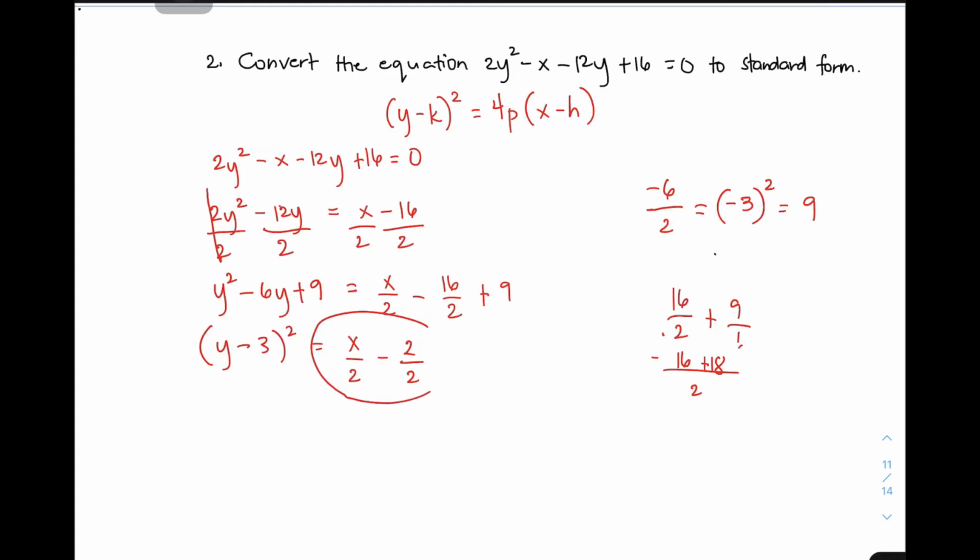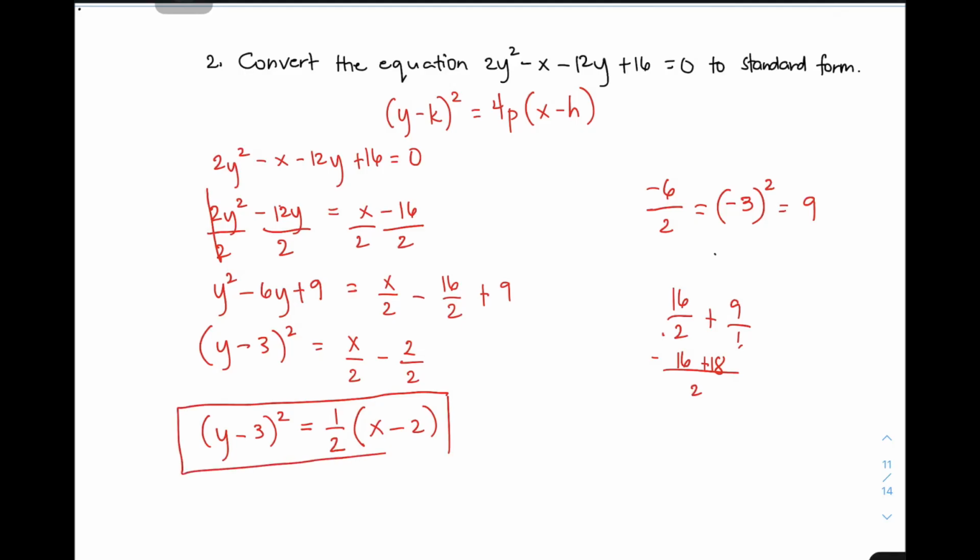So, sa part na to, meron pa tayong kailangang i-isolate or i-factor out. As you can see, common yung denominator na 2 or common factor nila is 1/2. Therefore, we can still simplify this equation as y minus 3 square is equal to 1/2 times x minus 2. Ayan yung factors niya. This is the standard form of the equation number 2.